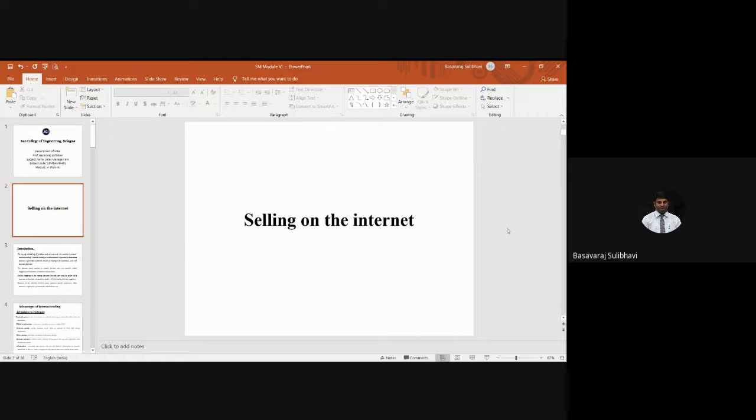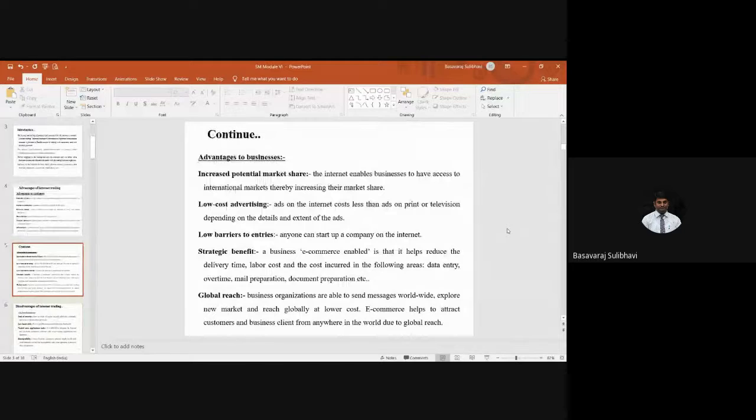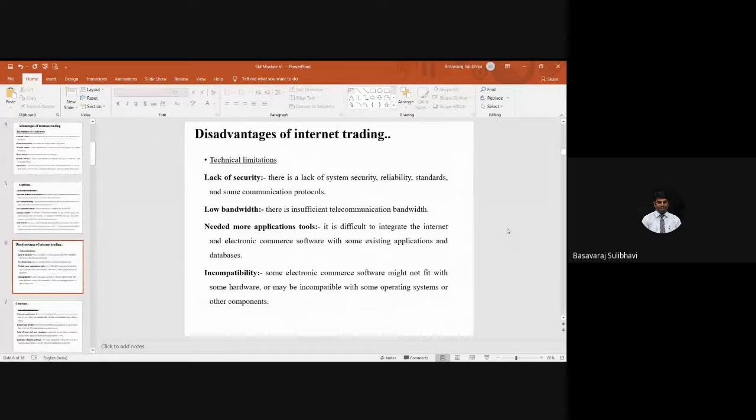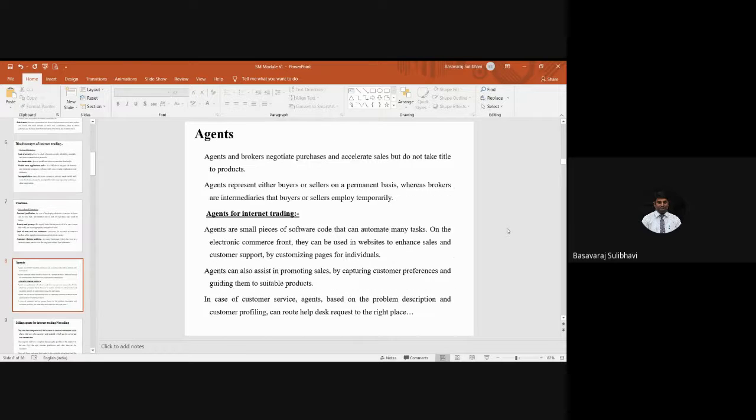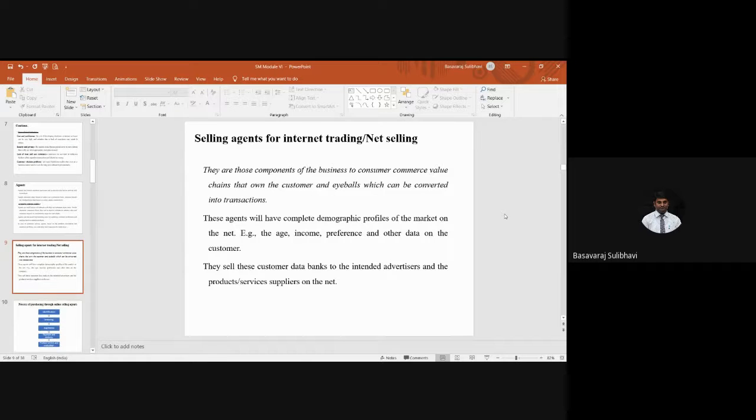So we have discussed selling on the internet, a few concepts like the introduction, then advantages of internet trading to customers as well as to business people. Then the probable disadvantages of internet trading, technical limitations and non-technical limitations. Also we dealt with mediators, like agents who will help you in internet trading, and selling agents for internet trading, or net selling. This was your part one, and it has been already brushed up in part two of this module.